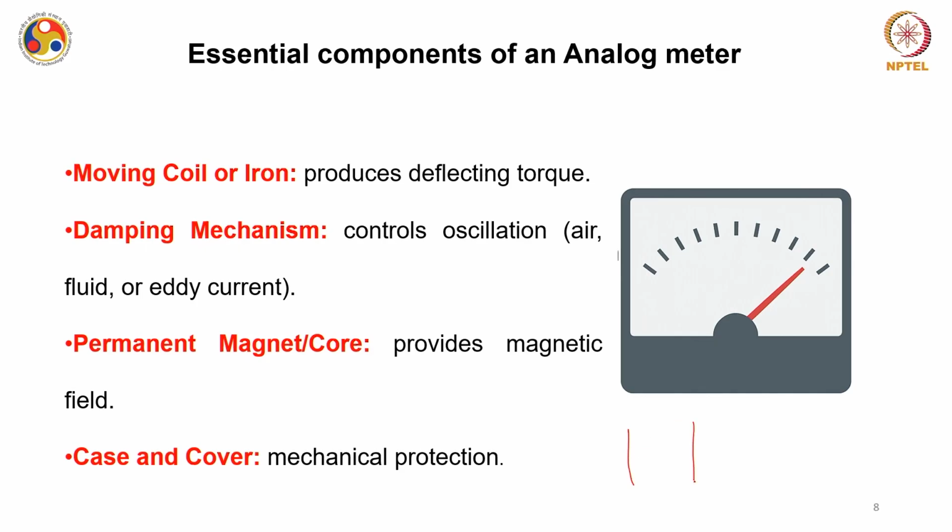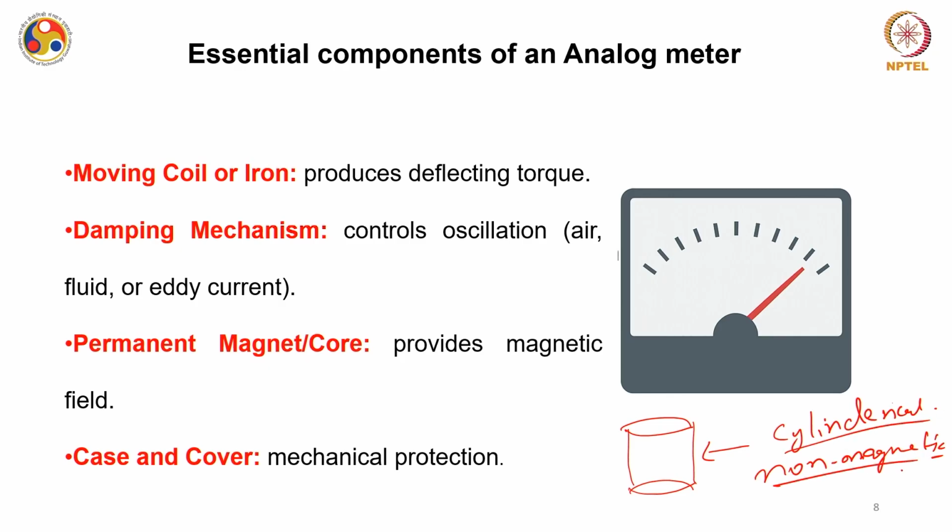There are cases where you need permanent magnets. There is a requirement of cores. When I say core, I mean mostly cylindrical non-magnetic conductors, but it can be something else also.